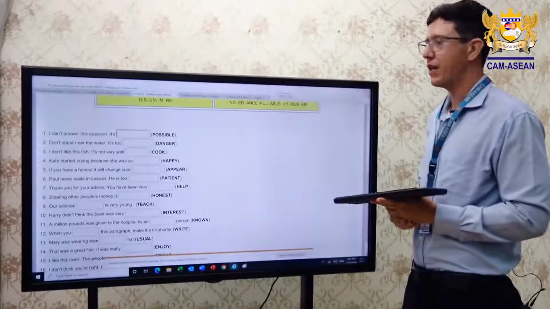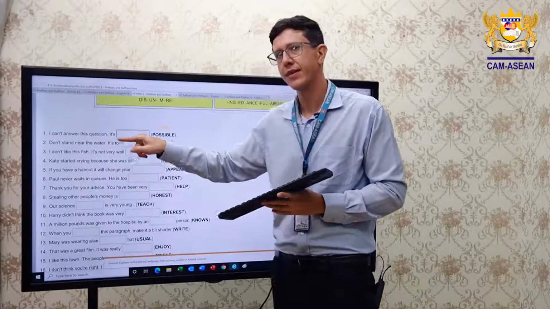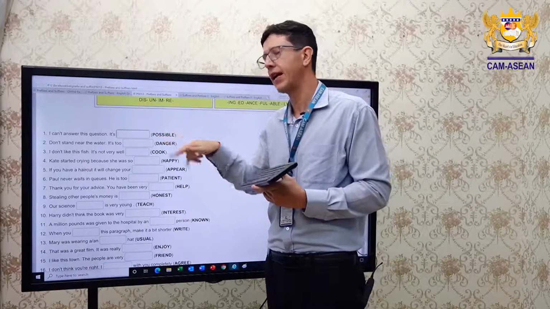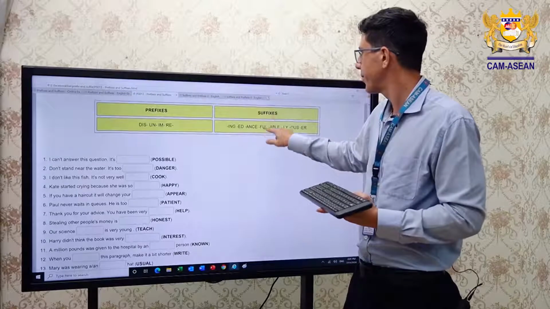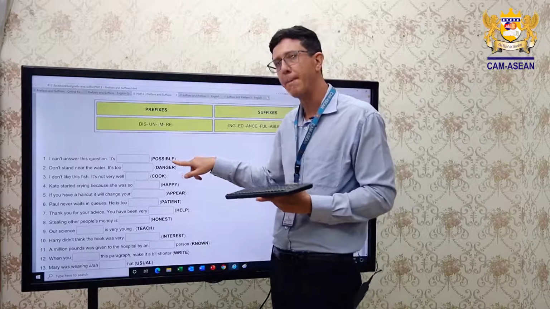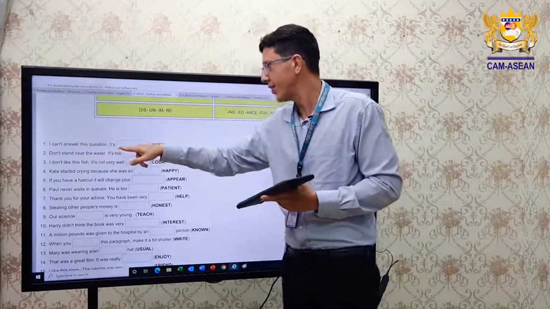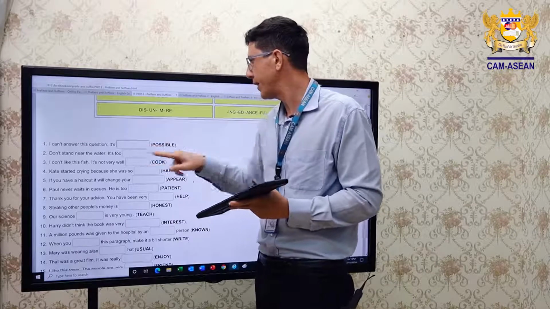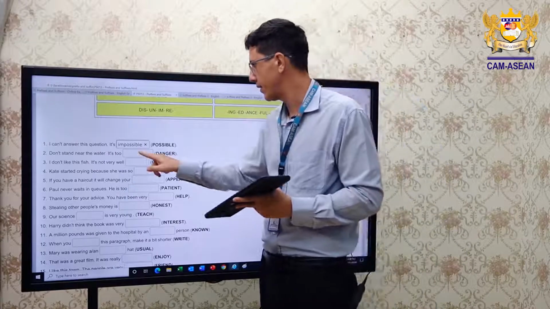So I can't answer this question. It is... So I'm going to modify the meaning. I don't need to change the form. Remember, a suffix is to change form. I don't need to change the form. I'm already talking about ability, but I want to change the meaning. Can't answer, it's not possible. Remember, I am for P, impossible. Great.